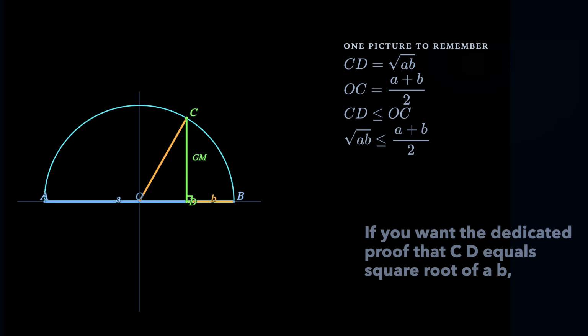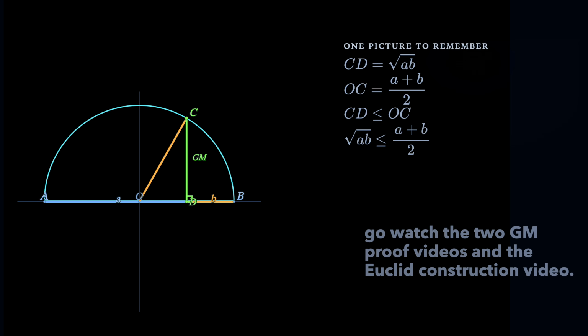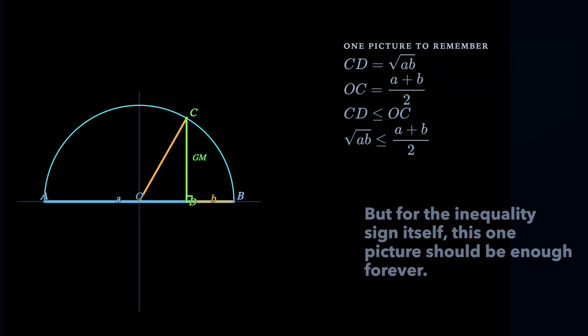If you want the dedicated proof that CD equals the square root of AB, go watch the GM proof videos and the Euclid construction video. But for the inequality sign itself, this one picture should be enough forever.